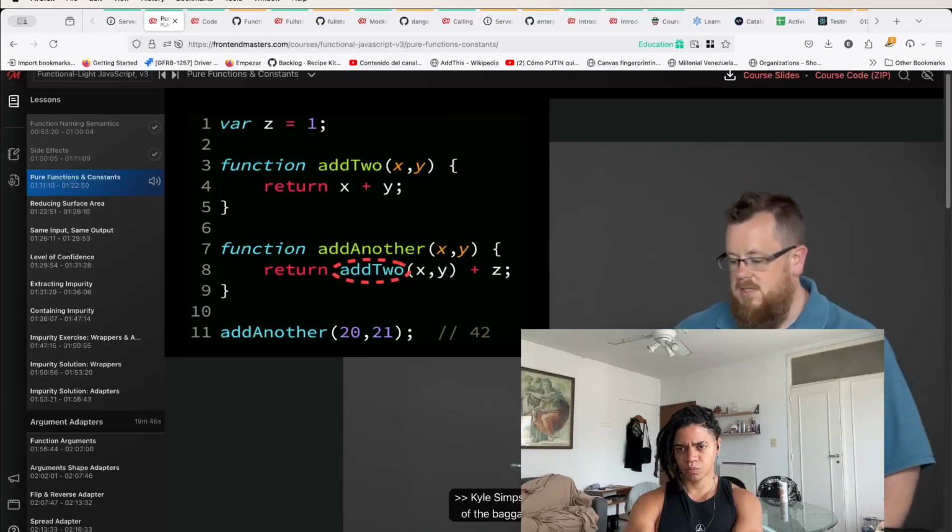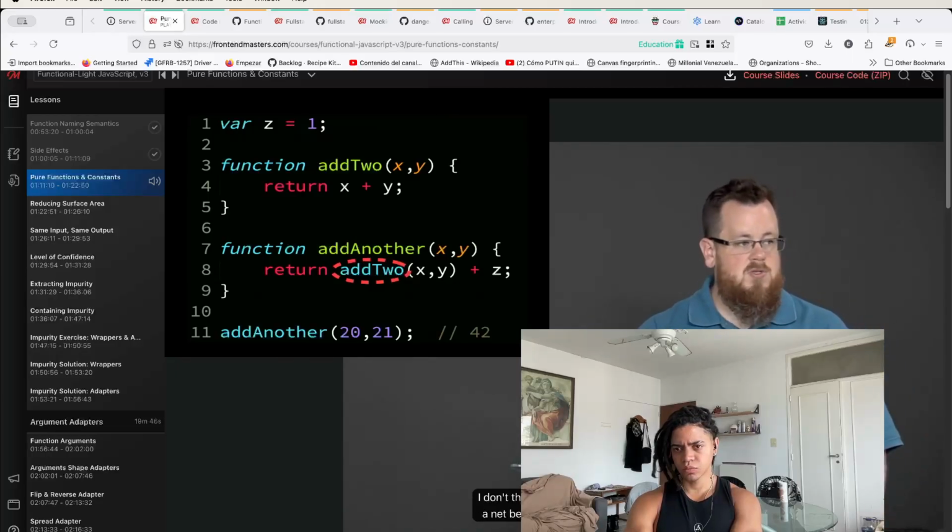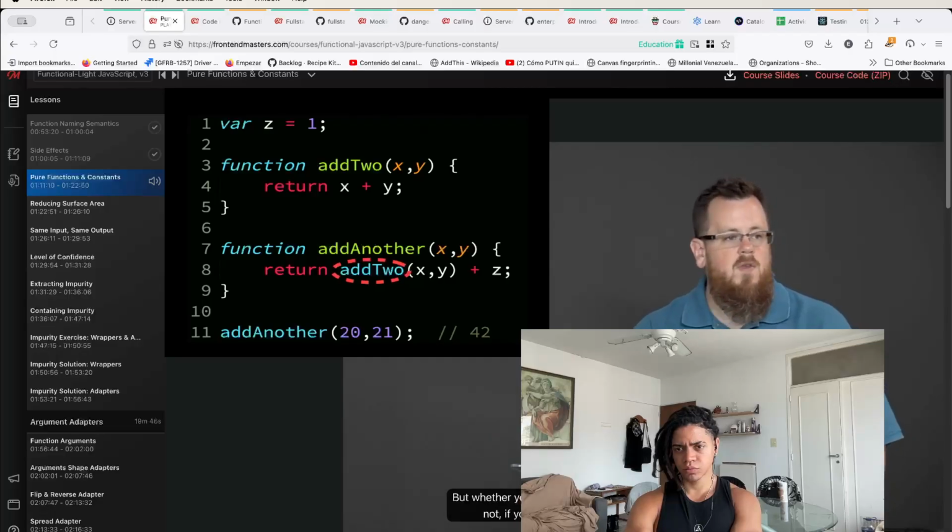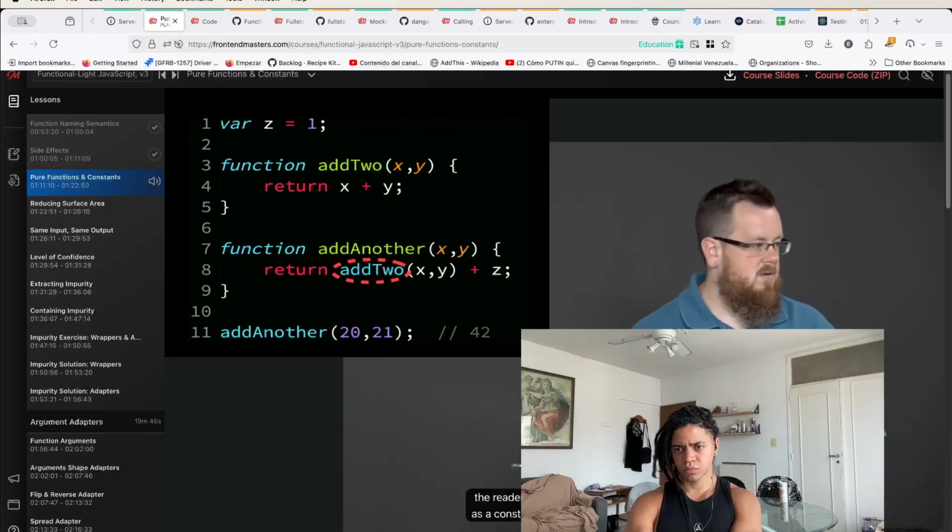Matter of fact, because of the baggage that const comes with, I don't think it's actually serving a net benefit to your program. More on that later, as I promised. But whether you use the const keyword or not, if you make it obvious to the reader that it's going to behave as a constant, that's the key.